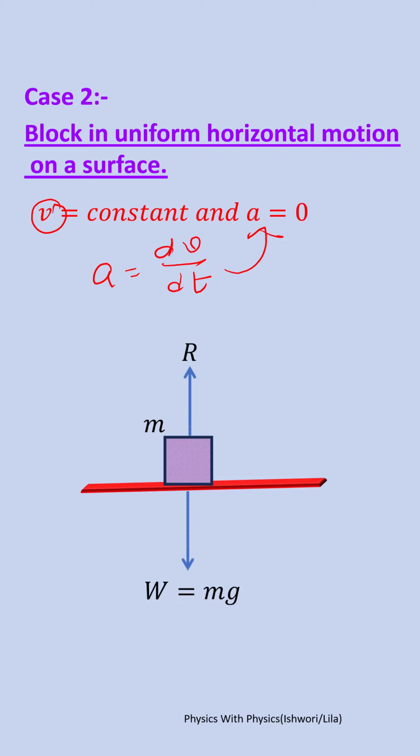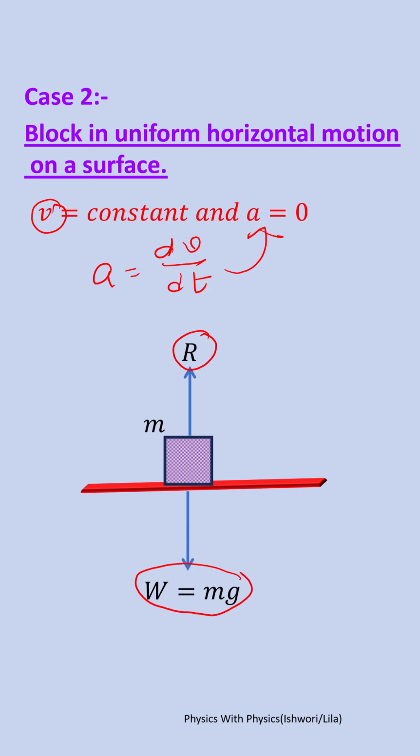Second case, block in uniform horizontal motion. Whenever the motion is uniform, the velocity is constant. Since acceleration equals dv by dt, the acceleration becomes 0 in uniform motion. Here is a body in uniform horizontal motion. Let's discuss the forces on it. The weight mg acts vertically downward and the normal reaction acts upward.